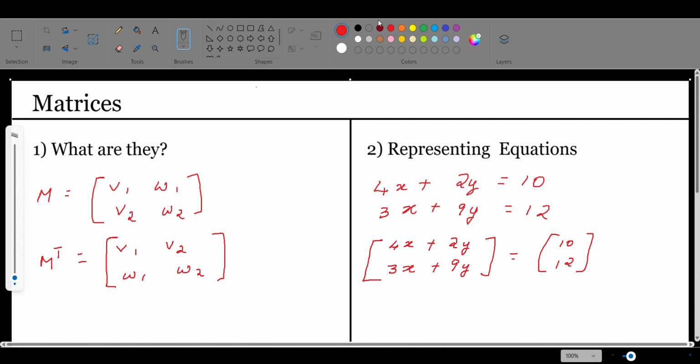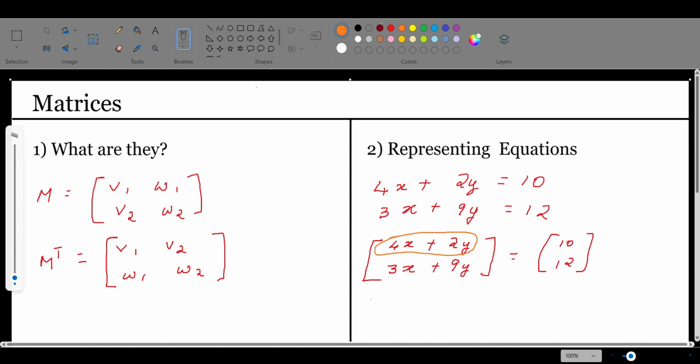Now, let's have a look at one more thing over here. Let me change the color so that it's more visible. Now have a look at this: 4x plus 2y. Does it remind you of something we just saw? Remember the V1 W1 plus V2 W2? Isn't this of the same format? So what if we used 4 and 2 as a row vector and x and y as a column vector? Wouldn't that also work for 3 and 9?